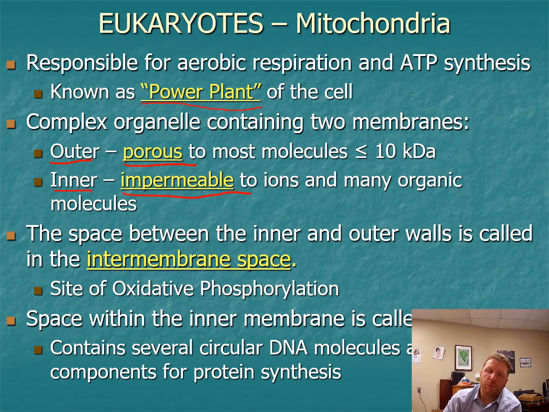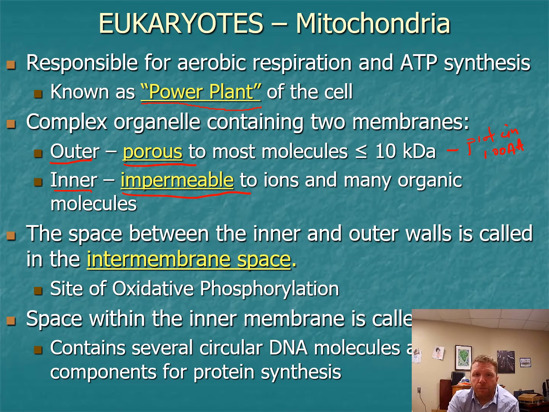So the difference between these two things is that the porous membrane lets through some things that are smaller than or equal to 10 kilodaltons. So this would be a protein of, say, 100 amino acids that can migrate in and out of that porous membrane. This inner impermeable membrane is going to prevent small ions from transporting across that membrane. So the outer membrane, fairly large things can jump in and out of it. The inner membrane is very, very tight, and it's going to very tightly control what migrates in and out of it.